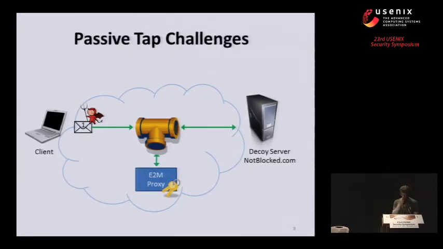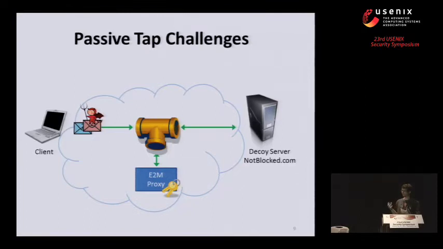So why can't we just take existing end-to-middle proxies and remove this inline blocking element and just use a passive tap? Well, one of the challenges to a passive tap design end-to-middle proxy is that when the client sends a request to the decoy server, that request is going to get copied to both the decoy server and the end-to-middle proxy. And both of those devices are going to create a response in this case. This could be an HTTP response, for example, and send it back to the client. Now, the client could differentiate between these two responses, and they could be encrypted so that the censor couldn't tell which one was which or which one contained an end-to-middle proxy response.